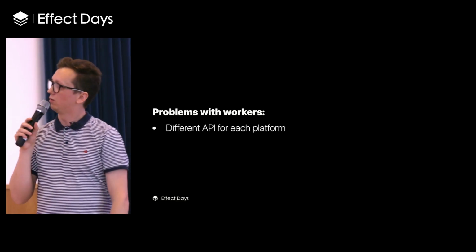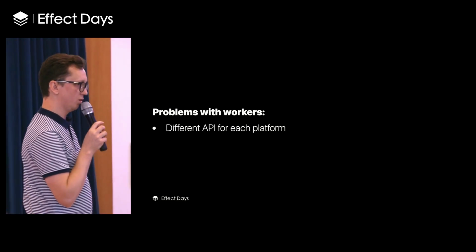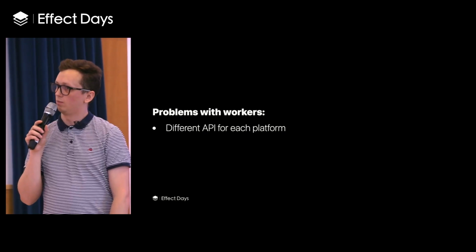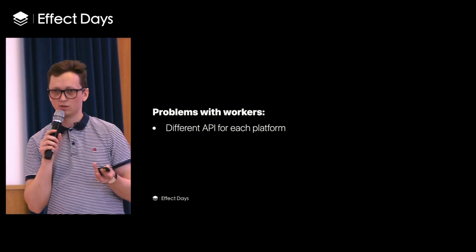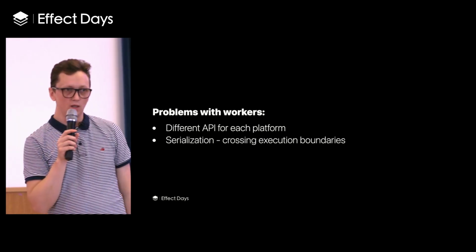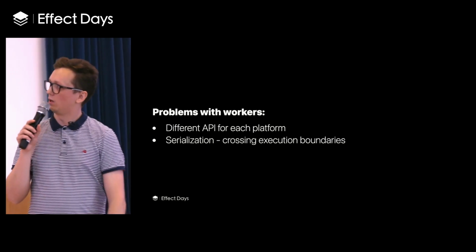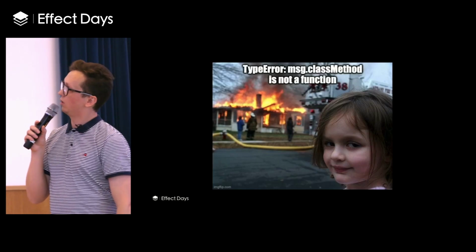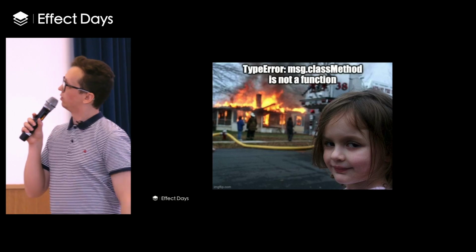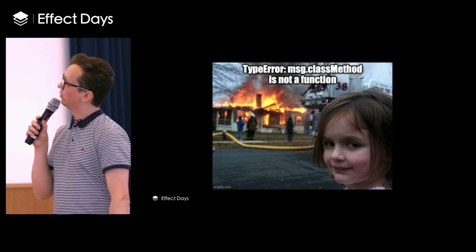The first problem is there's a slightly different API for each platform. Browser web workers are slightly different to worker threads. They do share some common traits, but they are slightly different. And Bun is almost identical to the browser, but there are a few slight quirks. The other problem is serialization. You can't just stuff anything down a message port. If you try to throw one of your custom classes down there, you'll probably just get "class method is not a function". And this is the JavaScript runtime defeating you once again. We've all been defeated by the JavaScript runtime.